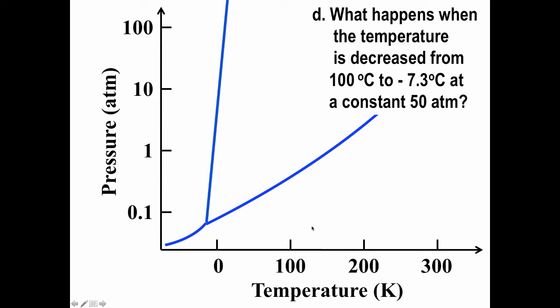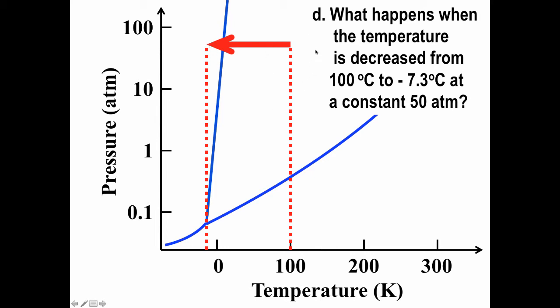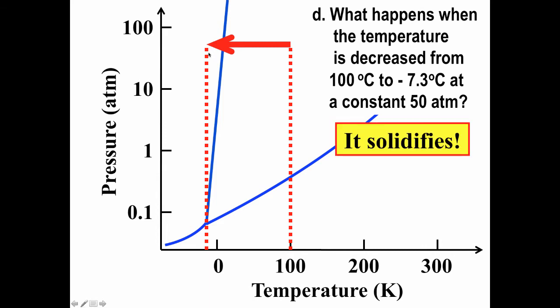What happens when we decrease the temperature from 100 degrees Celsius to negative 7.3 degrees Celsius at a constant 50 atm? So there's 100, there's negative 7.3 degrees Celsius. We're going to be at 50 atm, and we're going to decrease the temperature at a constant 50 atm. So what happened was we went from liquid phase to solid phase, so that's called solidifying.